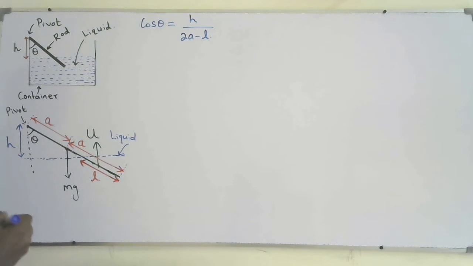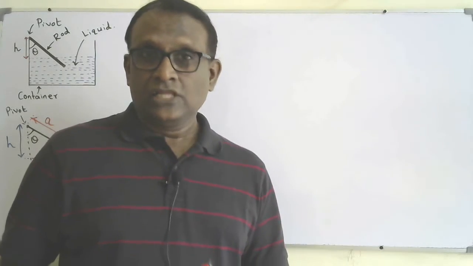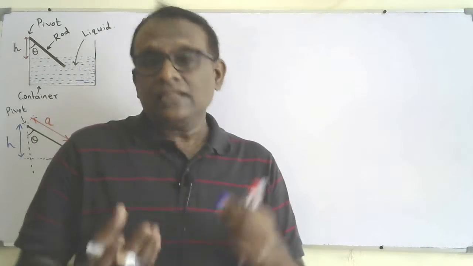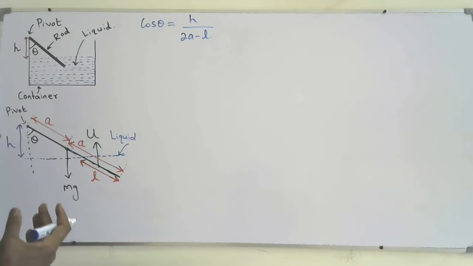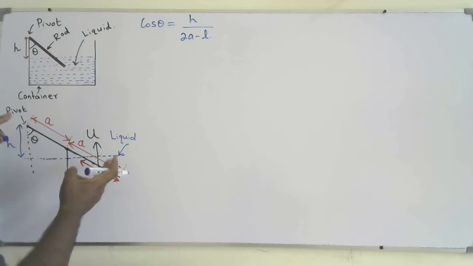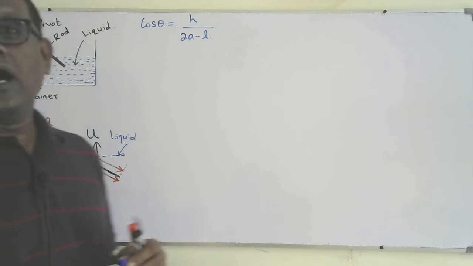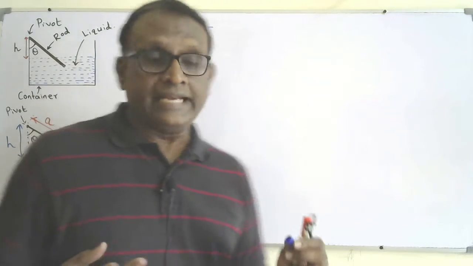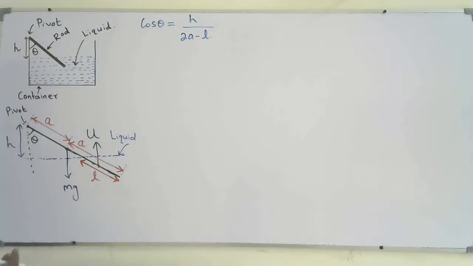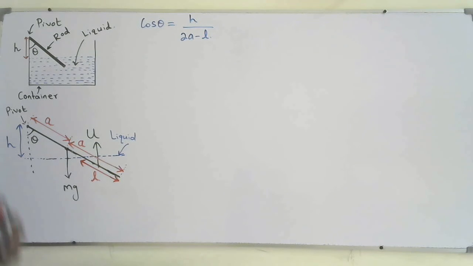So the only thing I need is to find L in terms of the given quantities. What are the given quantities? The given quantities are H, a or 2a. The density of the rod is given as sigma, and the density of the liquid is given as rho. So I need to find L in terms of these quantities. Then I can substitute here and find the cos theta. That will be the answer.